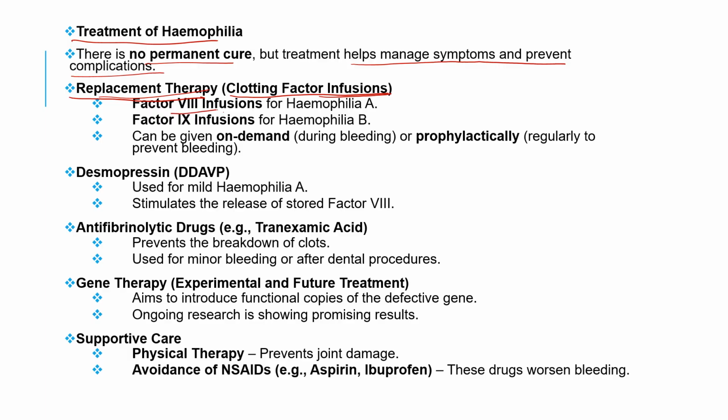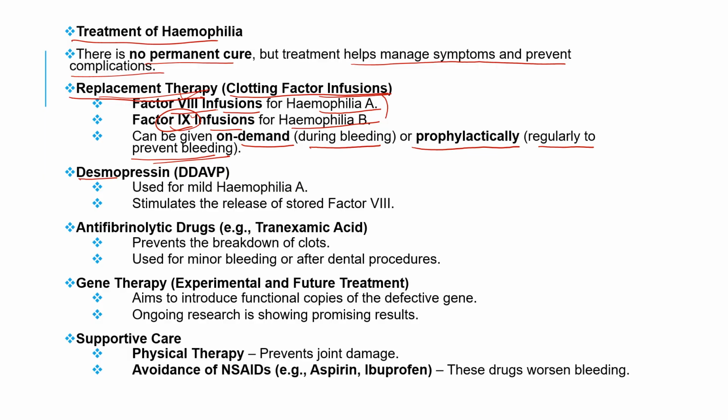Factor 8 is infused for hemophilia A, factor 9 infusions for hemophilia B, and it can be given on demand during bleeding, or prophylactically, that is regularly, to prevent the bleeding. So they can be given regularly to prevent any type of hemophilia, that is infusions of factor 9 or 8 according to which hemophilia they are having.